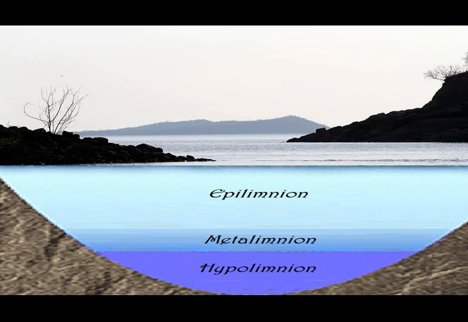The lowest region is the hypolimnion. This is the bottom layer of stagnant water with little or no fluctuation in temperature. The process of differentiation of freshwater habitat on the basis of vertical change of temperature into three strata is referred to as thermal stratification.